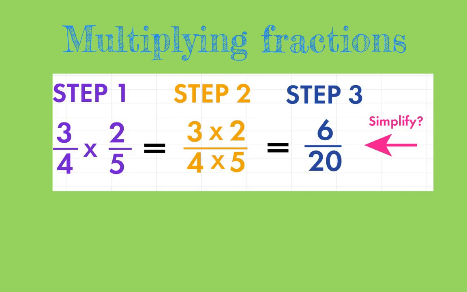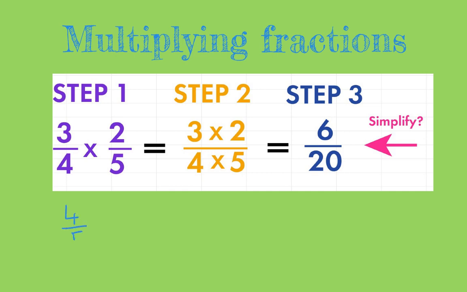Now, multiplying fractions is the easiest thing in the world. We have 3 steps. So we have 3/4 times 2/5, and all we do is we multiply across the top and we multiply across the bottom, and that gives us our answer. Shall we try it?